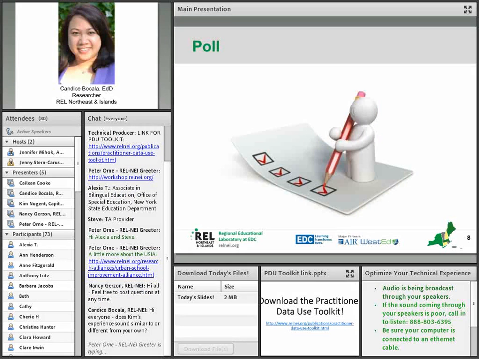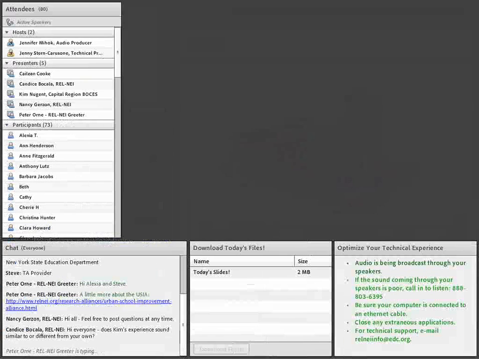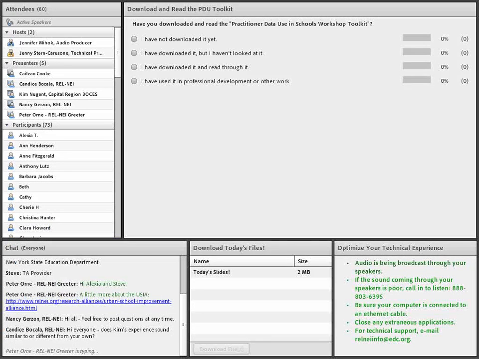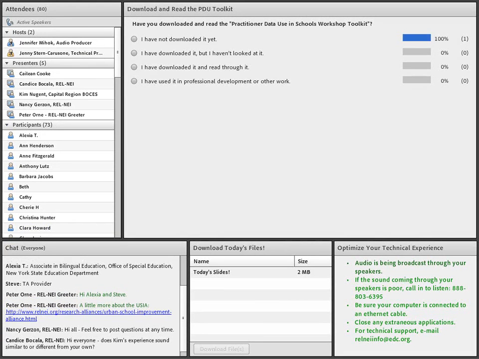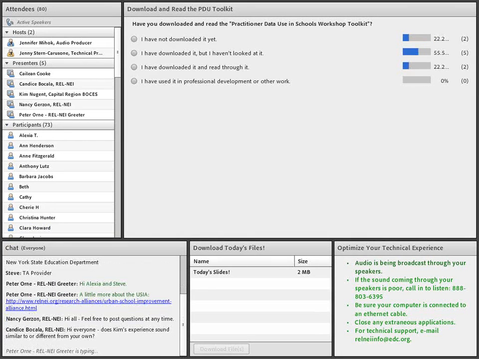So we'll just move to a really quick poll here just to get a sense of people's familiarity with the toolkit. Take a moment and let us know how many people have downloaded and read the guide, downloaded it but maybe not looked at it yet, maybe haven't read through it at all, or actually have used it in professional development or other work. We would love to just see where you are.